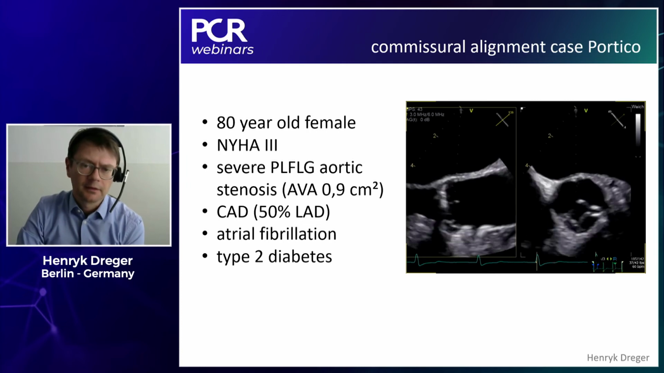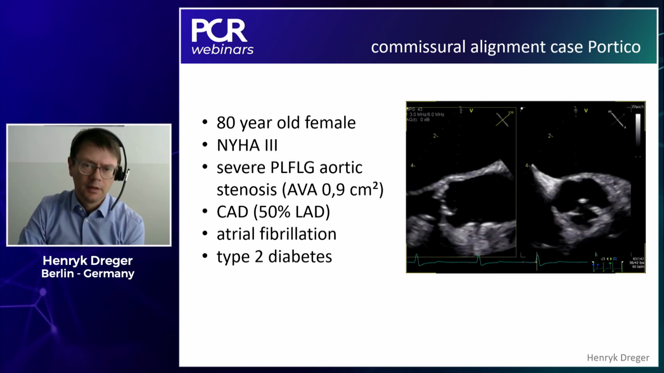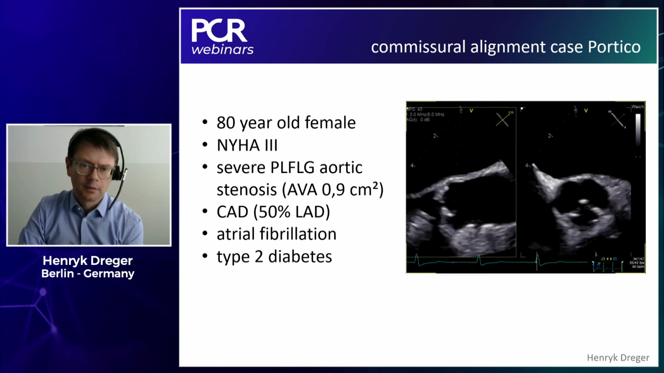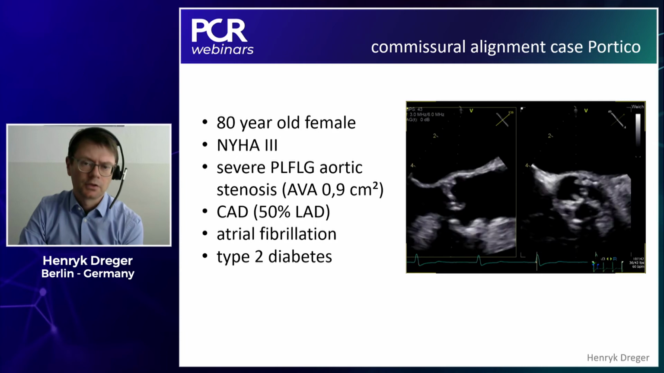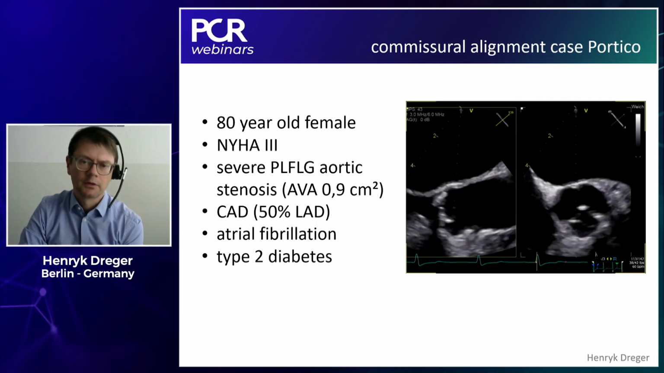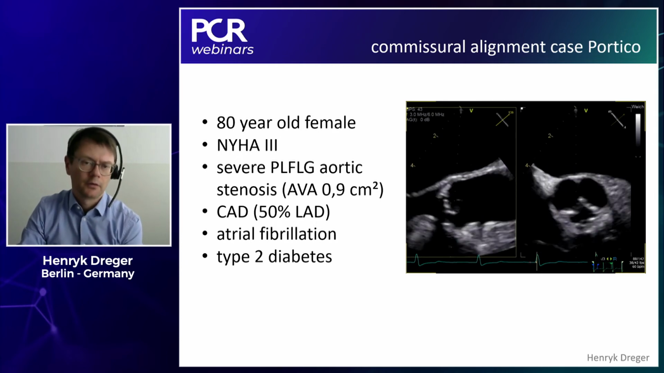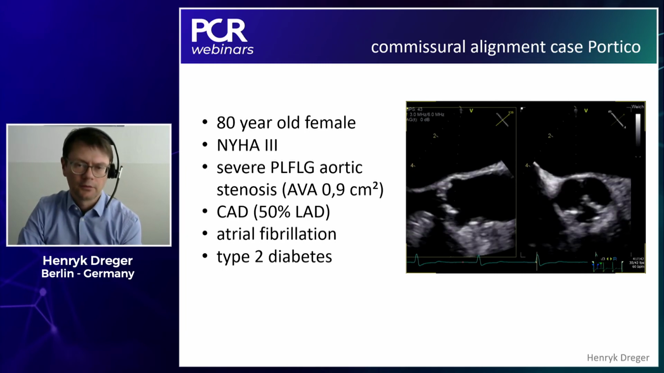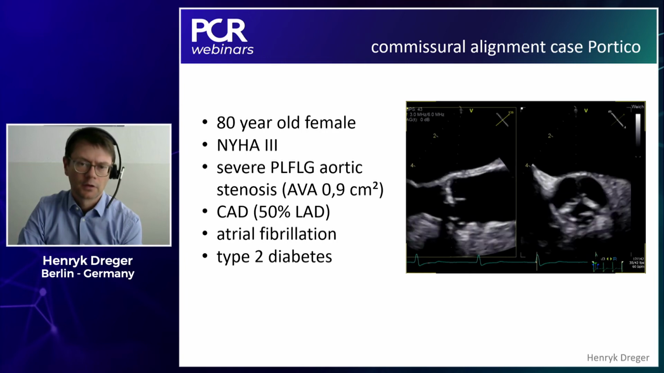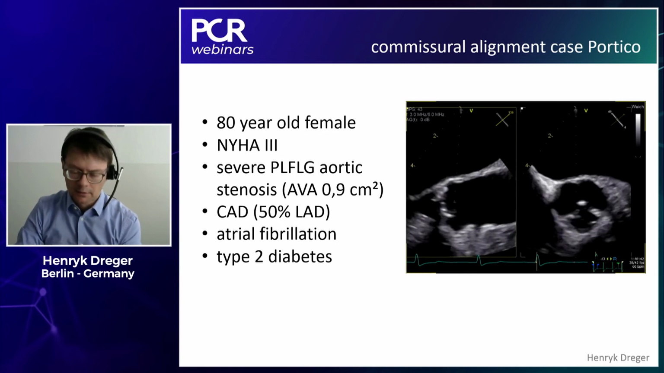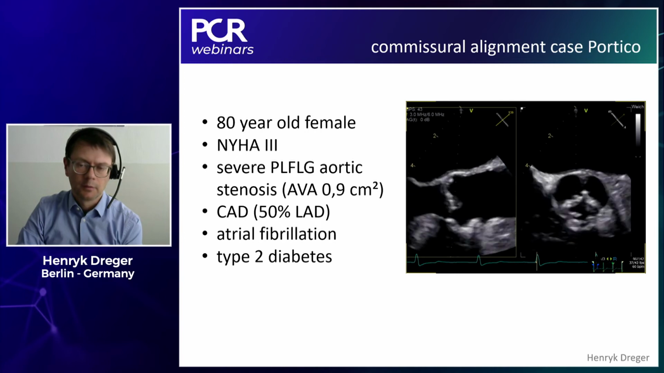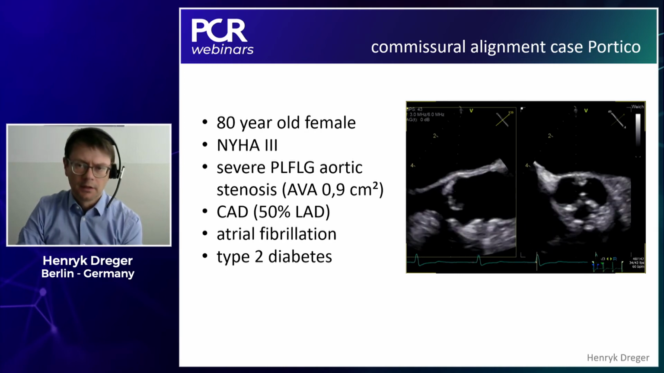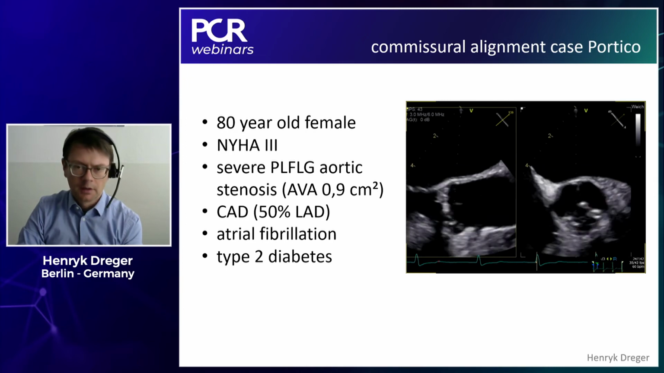So in this case, she's an 80-year-old female. This valve will probably last for the rest of her life. She had severe paradoxical low flow, low gradient aortic stenosis, but she also had a 50% stenosis of the left anterior descending. So we thought, of course, we should make it as easy as possible if this disease progresses and someone has to fix it in a couple of years down the road. So we decided to go for commissural alignment, and I simply wanted to show this case to show how you can do it in a Portico or Navitor platform.